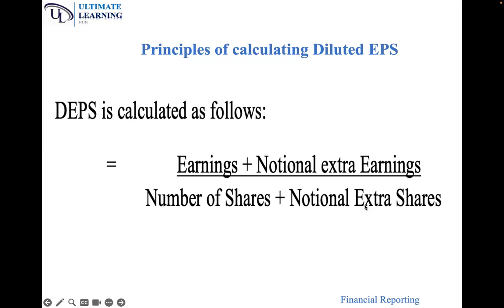Now, when we convert the loan into ordinary shares, it means there will be new shares. These extra shares as a result of conversion of the loan into ordinary shares is what we call notional extra shares. So in diluted EPS, you must note that there is notional extra earnings, the savings on interest, that was an example, and there is also notional extra shares.